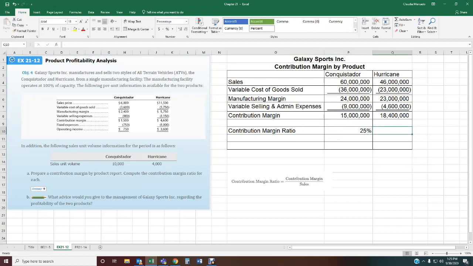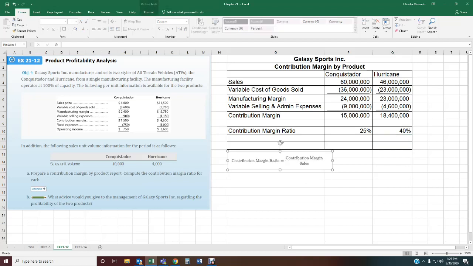I'm going to do the same for the Hurricane. My contribution margin is 18,400,000 divided by my sales, which is 46 million. That's going to give me a contribution margin ratio of 40%. Now, that is the contribution margin by product report. Let me move this a little bit up. This is requirement A.